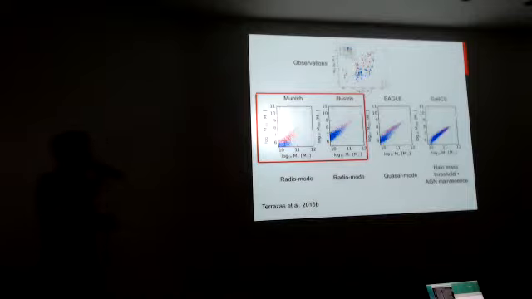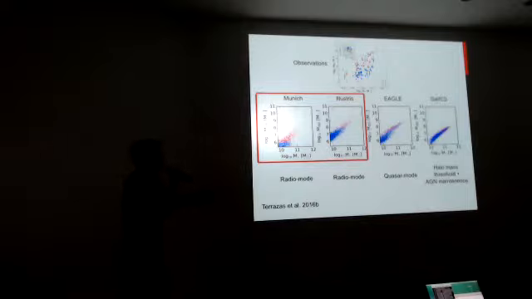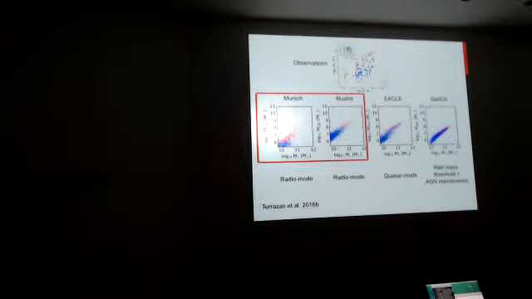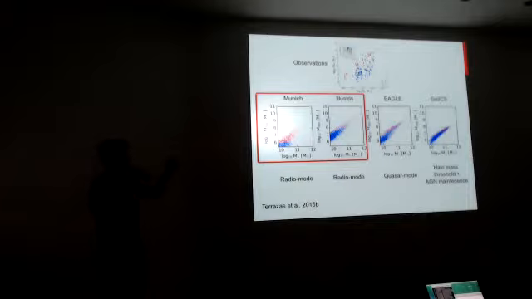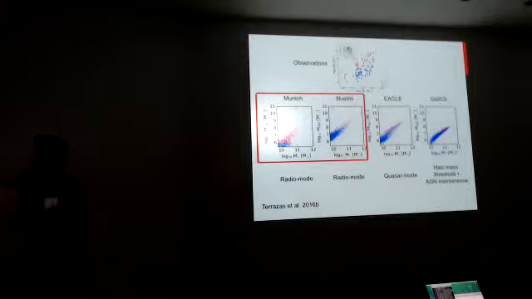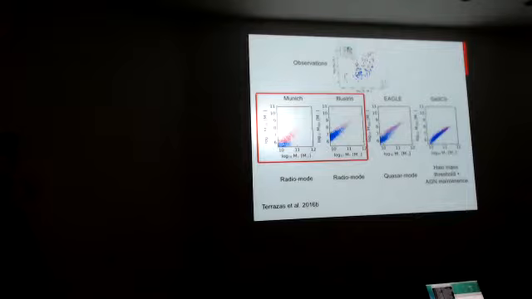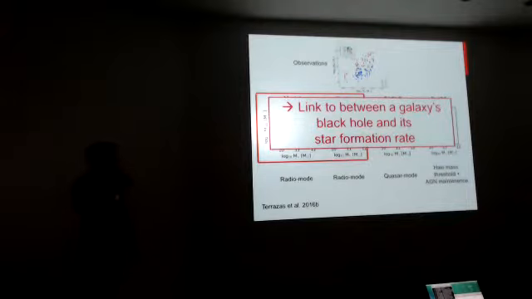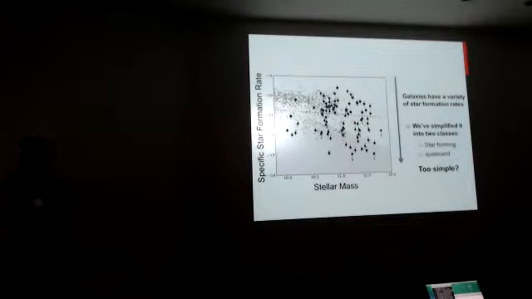That's showing you that EAGLE uses short mode, quasar mode feedback, and this isn't actually sufficient to keep a galaxy quiescent. In Illustris and Munich, you have a constant inflow of heating, and this is really necessary in order to keep the galaxy quenched. In Galaxy, you have a halo mass threshold, which does not agree with the observational results that we have. So we find that there is a link between the galaxy's black hole and the star formation rate.